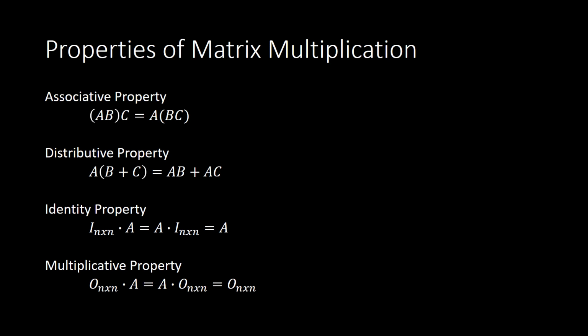So to recap all the properties that we have for matrix multiplication, we have the associative property, we have the distributive property, the identity property, as well as the multiplicative property. And that concludes our lesson for today.